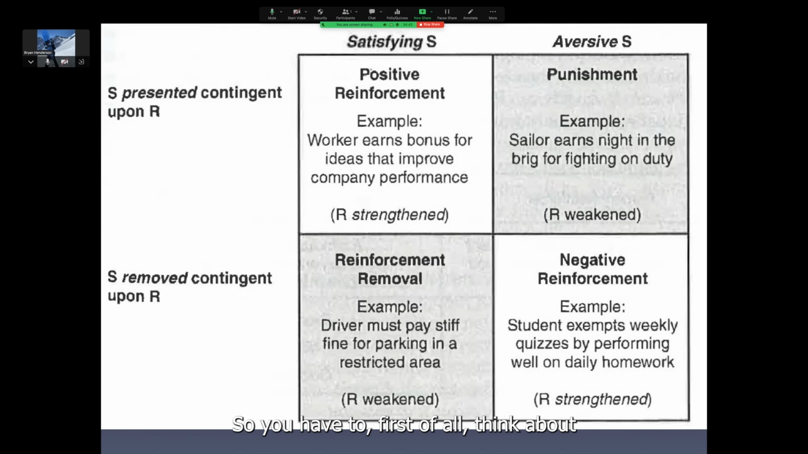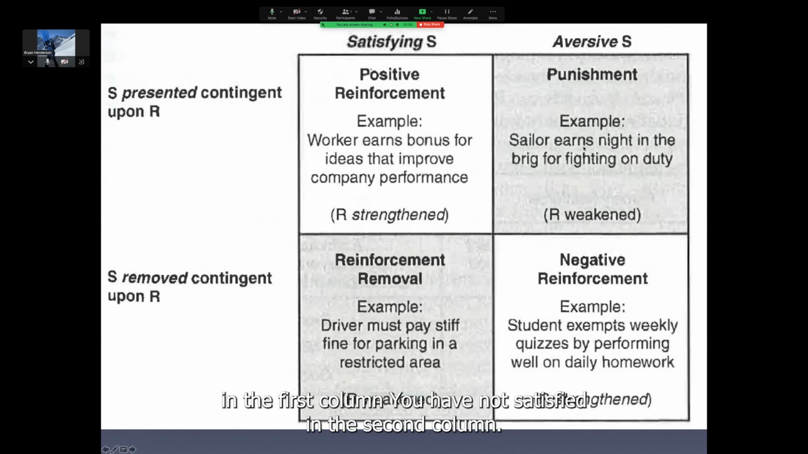So you have to first of all think about when the environment presents a stimulus, is that stimulus satisfying? Again, like a pigeon getting fed, or is it not satisfying? Is it aversive, like Albert not liking that loud sound? So you have satisfying in the first column, you have not satisfying in the second column. Now, as far as the rows, you have the idea of whether or not an environmental stimulus is presented to you, or if that stimulus is taken away, right?